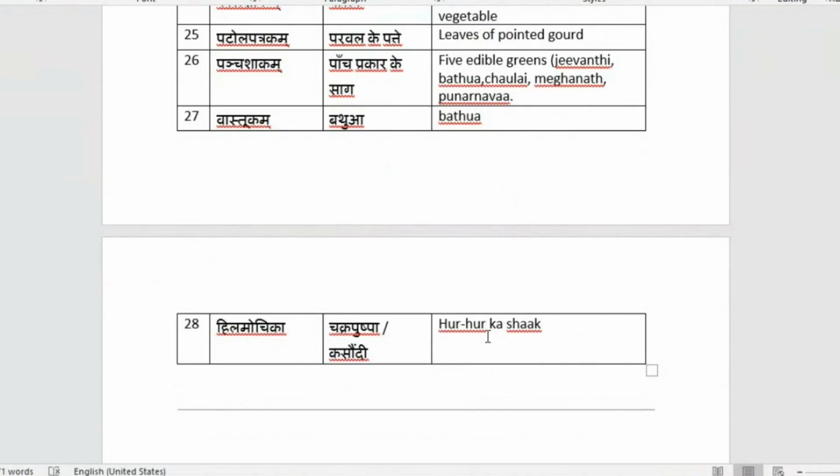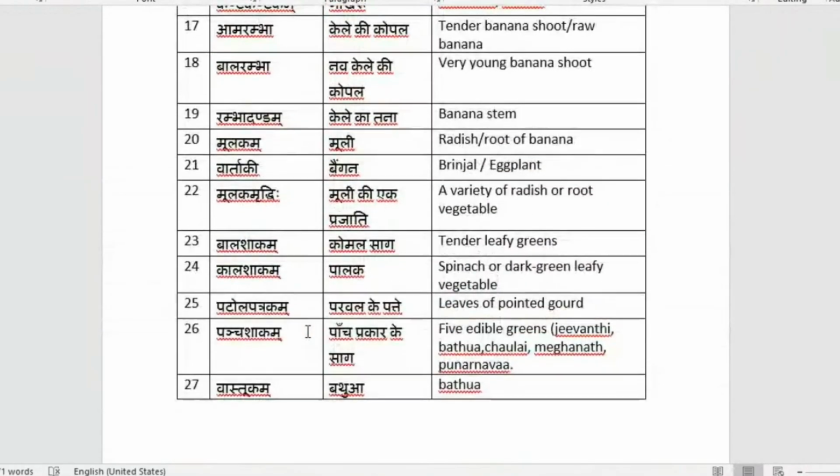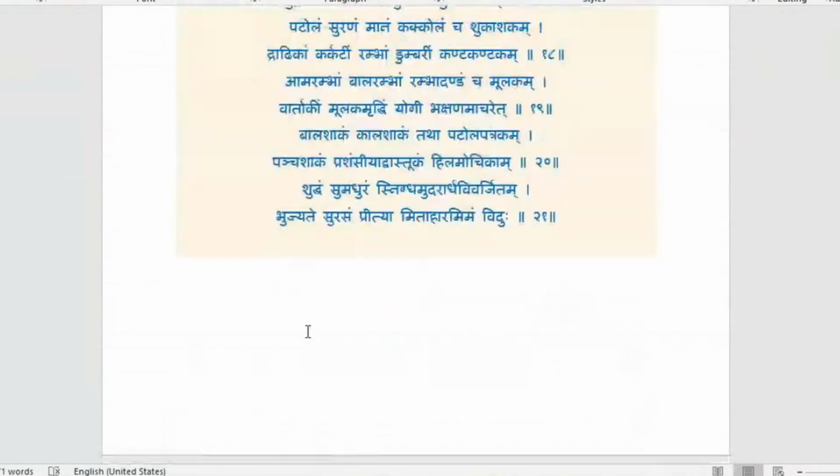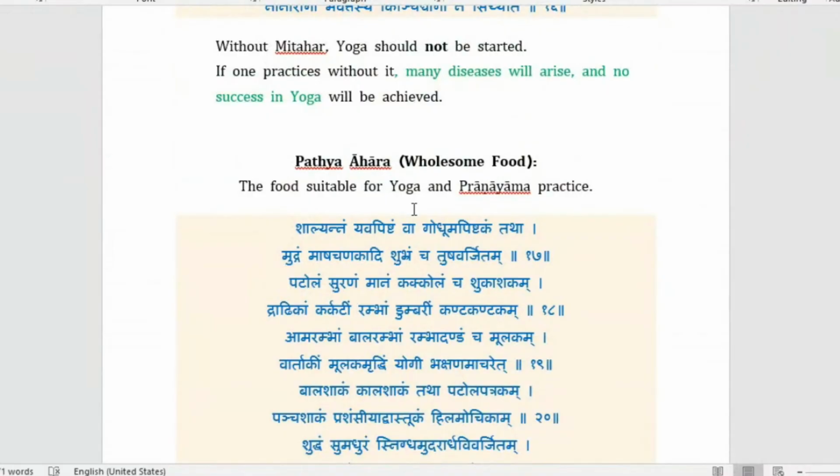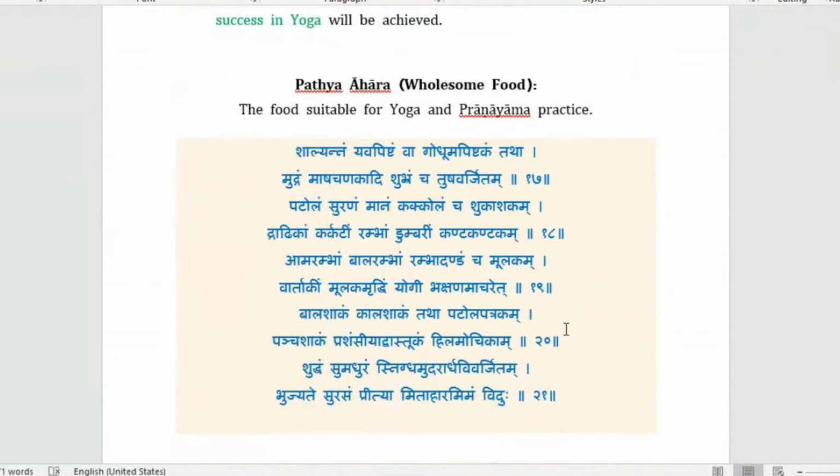Hilamochika. Hurhur ka shak. I could not find the English word for it, because when I put it on Google, a botanical name came. So whatever was in Hindi is what I have put, hurhur ka shak, which is Hilamochika. So like this, there are 28 food items that are considered as pathya, which are good, or we can say suitable for yoga and pranayam practice. Now here, till 20.